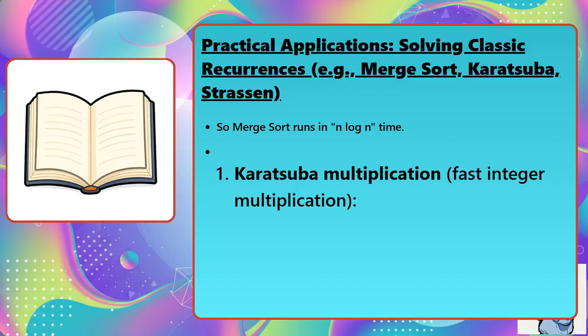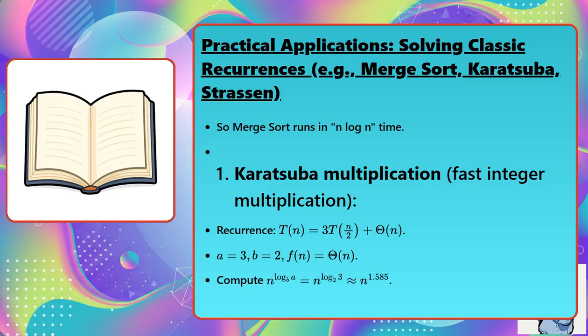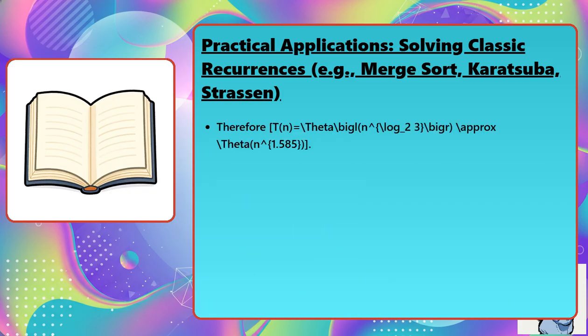2. Karatsuba multiplication, fast integer multiplication. Recurrence: T(n) = 3T(n/2) + Θ(n). a = 3, b = 2, f(n) = Θ(n). Compute n^(log base b of a) = n^(log base 2 of 3), approximately n^1.585. Since f(n) is O(n^(1.585 - ε)) for ε approximately 0.585, we are in case 1. Therefore T(n) = Θ(n^(log base 2 of 3)), approximately Θ(n^1.585). This beats the ordinary O(n²) multiplication.